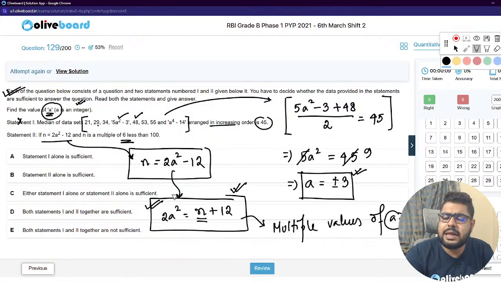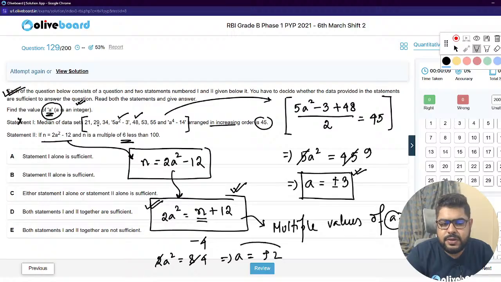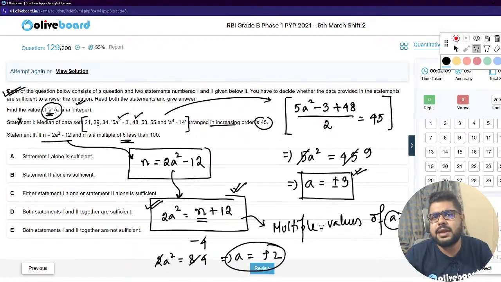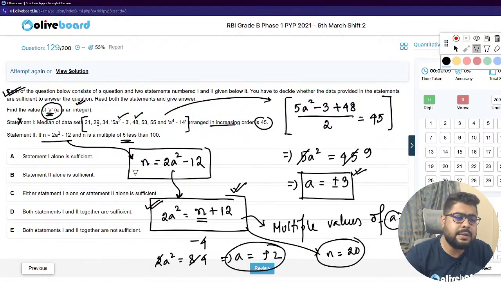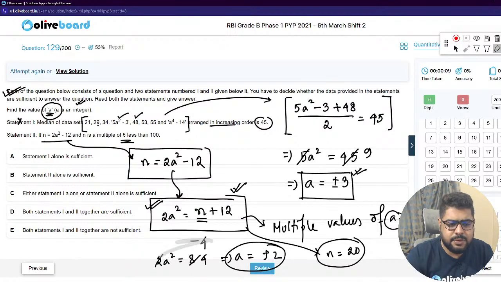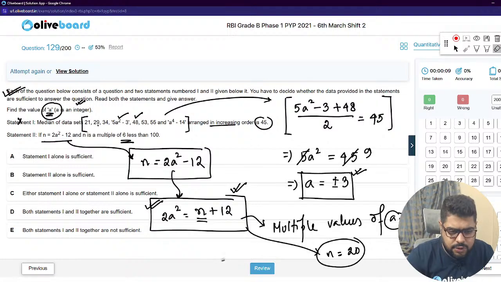Let's say, for example, n is not given, so I put n equal to, say, minus 4. So that means 2a square becomes 8, sir. A square becomes 4. A becomes plus minus 2. You will say, sir, let's put something else. Let's put n equal to 20, sir. Acha, n is a multiple of 6, they have said. Okay, 1 second. Then we cannot put it.